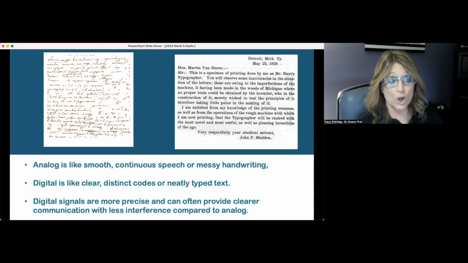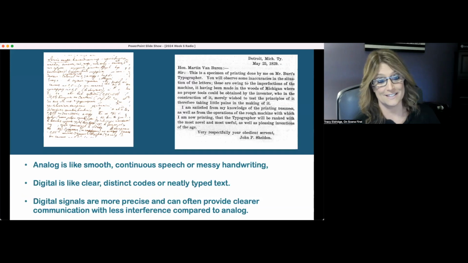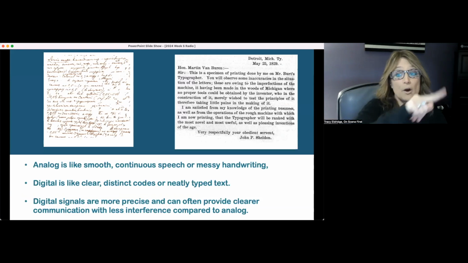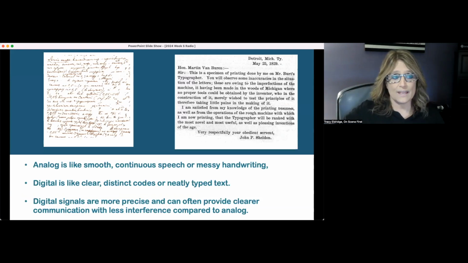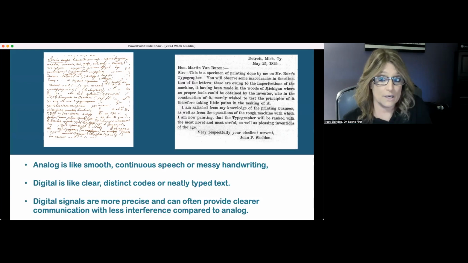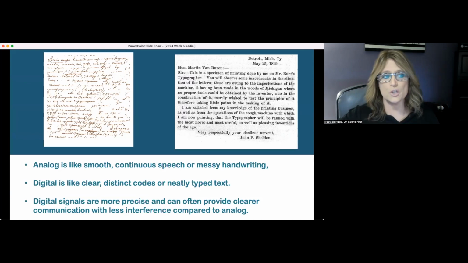Analog, like cursive writing, is smooth and continuous, but it can be a little messy. The only problem is that some folks don't know how to read cursive, so it's not something that made sense, right? Some folks can read cursive, but not everybody can. And that's what analog is: it's very smooth, continuous speech, but it's also considered messy handwriting.